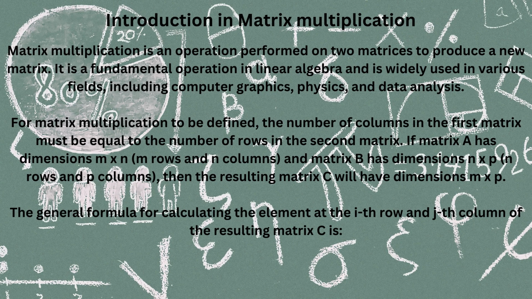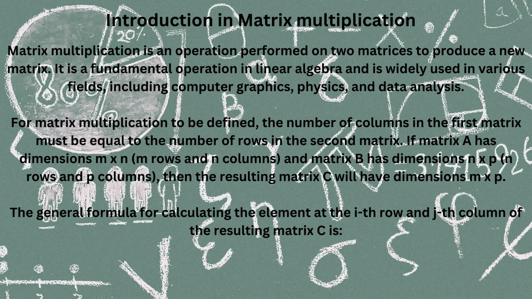Matrix multiplication is an operation performed on two matrices to produce a new matrix. It is a fundamental operation in linear algebra and is widely used in various fields, including computer graphics, physics, and data analysis. For matrix multiplication to be defined, the number of columns in the first matrix must be equal to the number of rows in the second matrix.